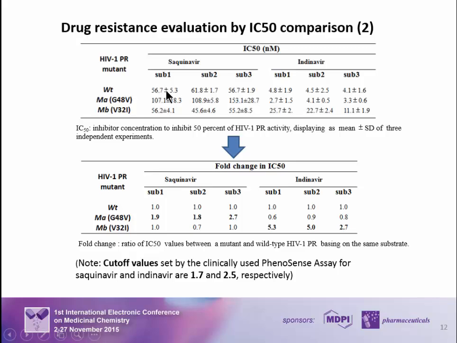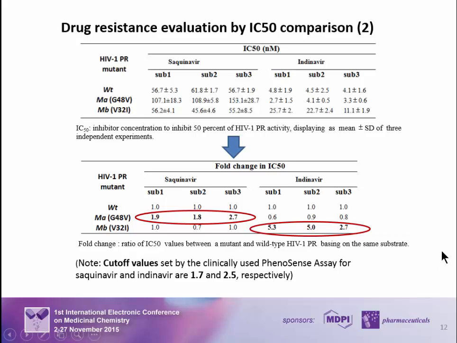And when compared to the IC50 for the wild-type HIV protease, we calculated the fold change in IC50, shown in this figure and this table. Because we compare to wild type, here the wild type is 1. But for mutant A and mutant B, we can find a larger fold change in IC50 for saquinavir from mutant A but not for indinavir, and for mutant B it only shows the larger fold change in IC50 to indinavir but not for saquinavir.